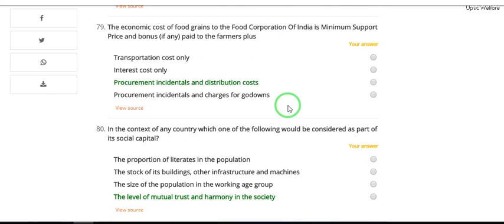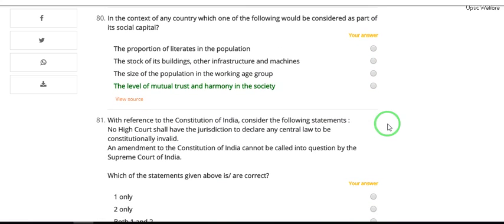Now question 79, economy: the cost of the food grain to the Food Corporation of India includes the minimum support price, bonus if any paid to farmers, plus procurement, incidentals and distribution cost. So it's going to be C. Correct.